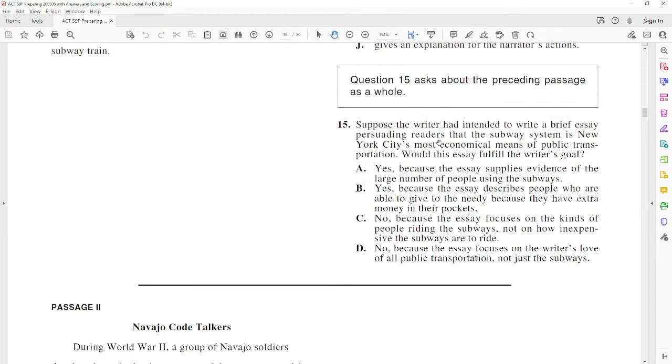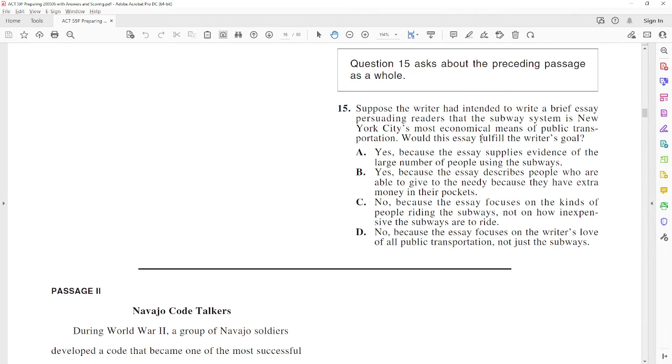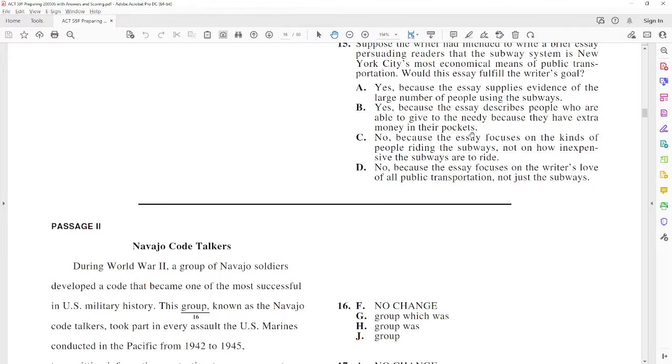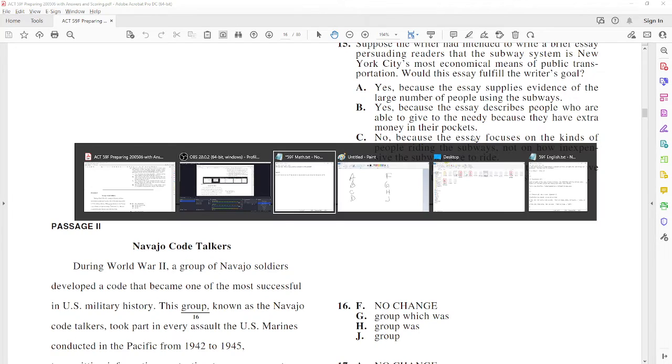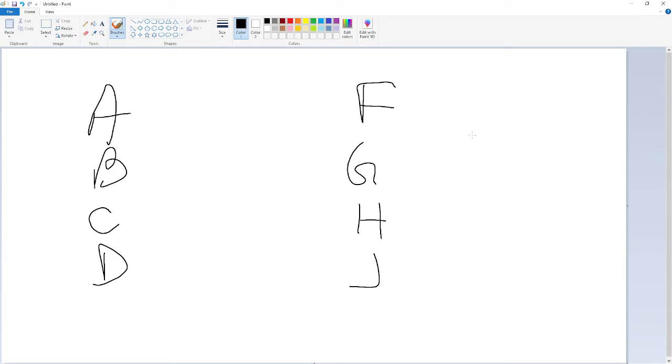So there's not a lot of focus, if there is even mention of how much it costs to ride the subway. But this is certainly not a passage or essay about convincing readers that the subway system is New York City's most economical means of public transportation. If it mentions it, maybe it mentions it once. It's certainly not the main idea. So it's going to be one of the no's, and A and B are both yes. So I would put little X's.